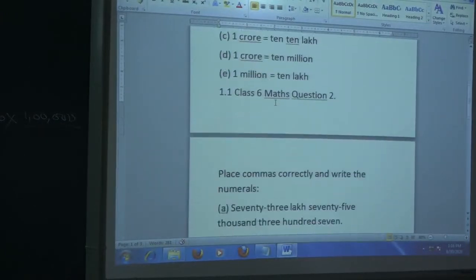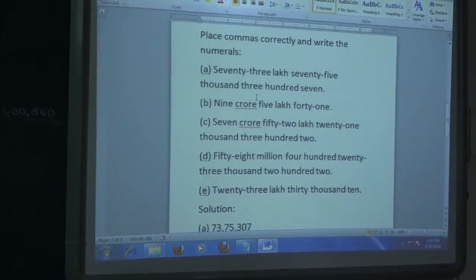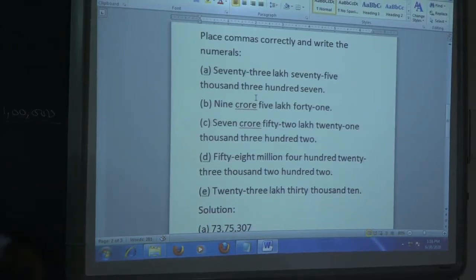This was the first question. Now we will see the second question. What is the second question?